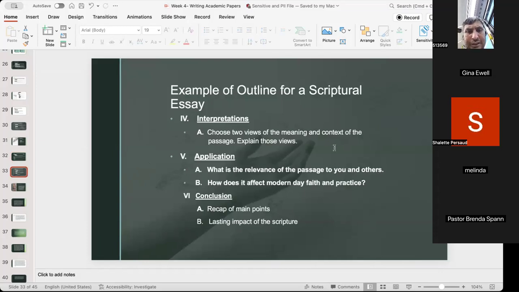Interpret, take two views of the meaning of the context of the passage and the person that you chose, and explain those views. And then what is the relevance of the passage to you and others and to that particular biblical person that you chose? How does it affect modern day faith and practice? And then for your conclusion, you want to summarize, recap the main points. What is the lasting impact of the scripture or that person that you chose?